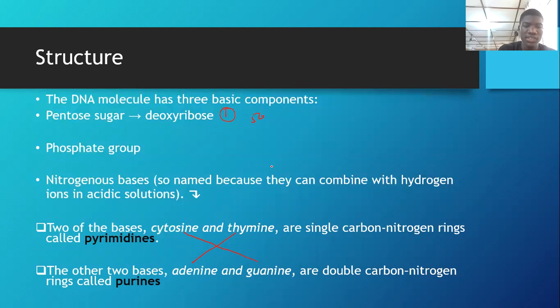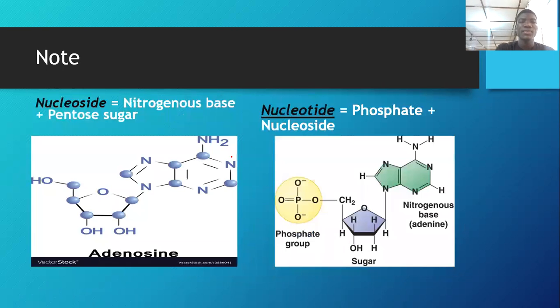Okay? Yes. And then as I also wrote here, they are called nitrogenous bases because base, you know base? Yes. So named because they can combine with hydrogen ions in acidic solutions. And so if they can react with acids in a form of a neutralization reaction, then they are bases. And because they contain nitrogen in their rings, we usually refer to them as nitrogenous bases.